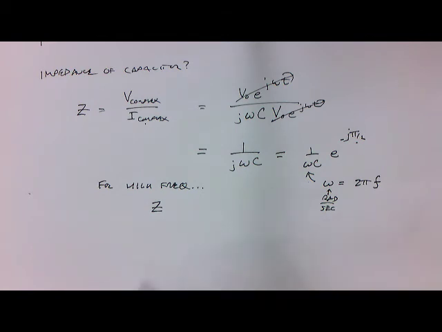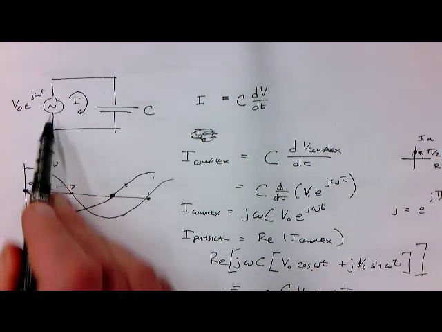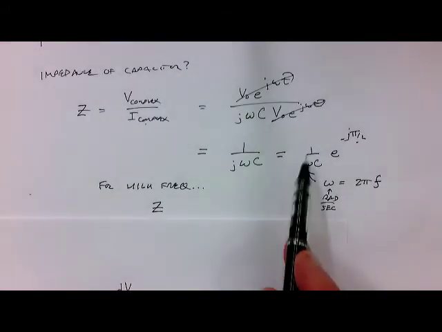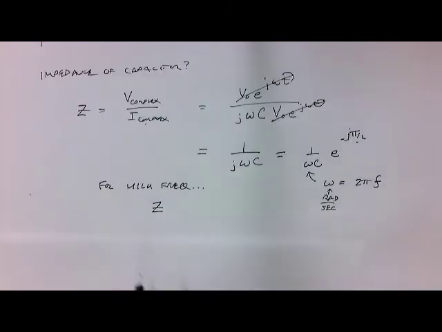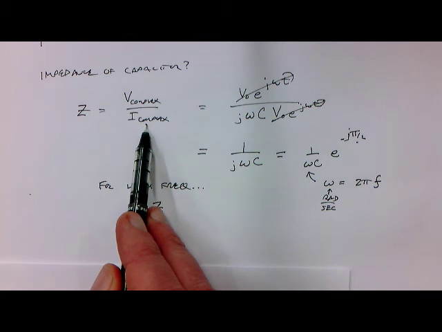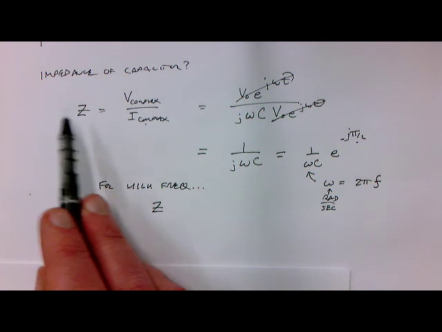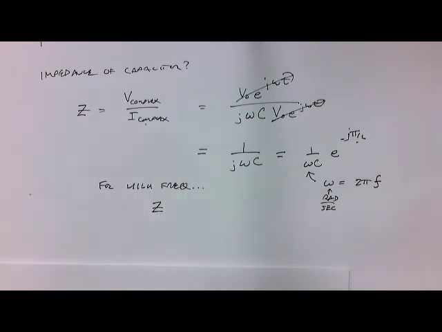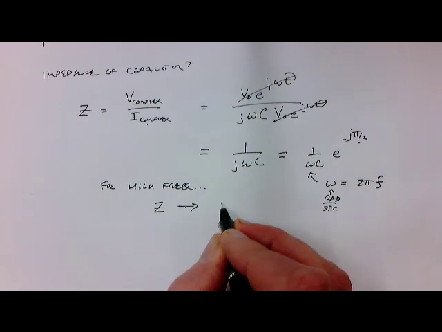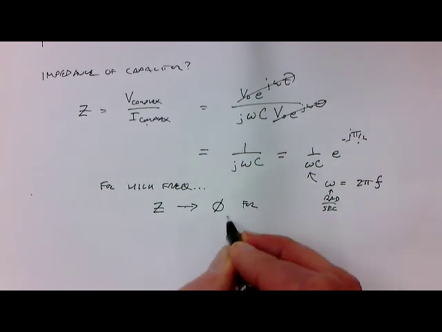So for high frequencies, in other words, if you're driving this circuit with a really fast sinusoid, what that means is that the impedance of this is very small, right? Because omega is large, so the impedance is small. Since the impedance is small, the ratio of the voltage to the current is also small. In other words, I have a really big current for a given voltage. So a capacitor acts like a short at high frequencies, right? So Z actually goes to 0 for high frequencies.